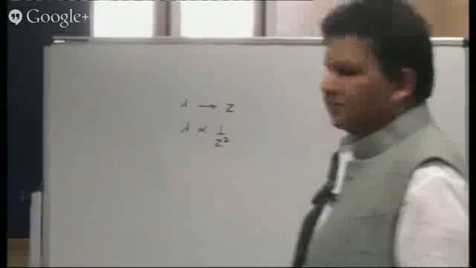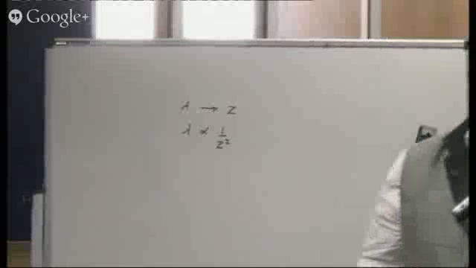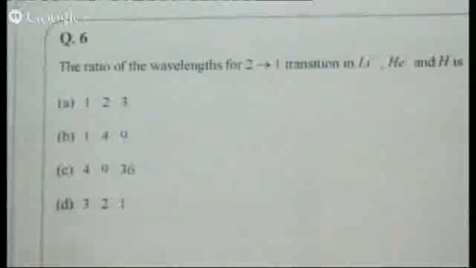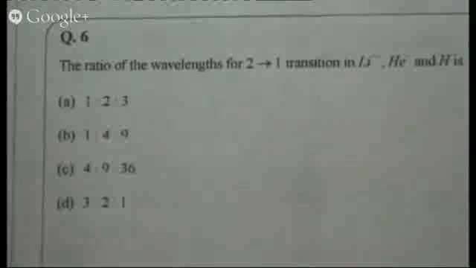So you know the values of Z, right? Tell me what is the answer? Yes. 4 is to 9 is to 36. And the option is C. Next slide.